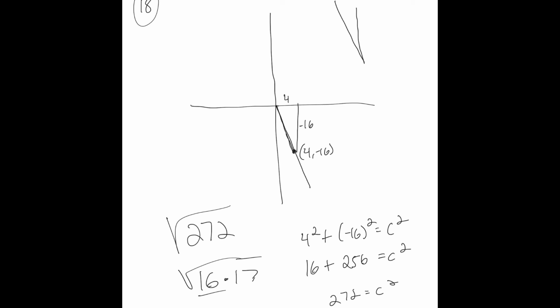Okay, so I've got 4, -16 and 4 root 17. This wants me to find sine, opposite over hypotenuse. So we're going to do sine theta equals opposite -16 over my hypotenuse of 4 root 17. And we're going to rationalize that root by multiplying the bottom and the top by the root.